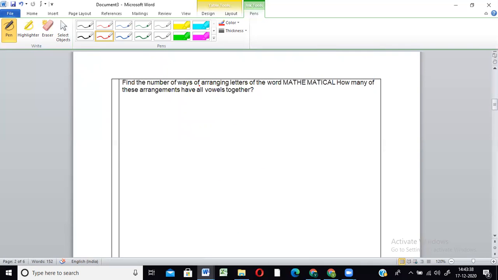Find the number of ways of arranging letters of the word MATHEMATICAL. How many of these arrangements have all vowels together? Yes. The next question, find the number of ways of arranging letters of the word MATHEMATICS. How many of these arrangements have all the vowels together?